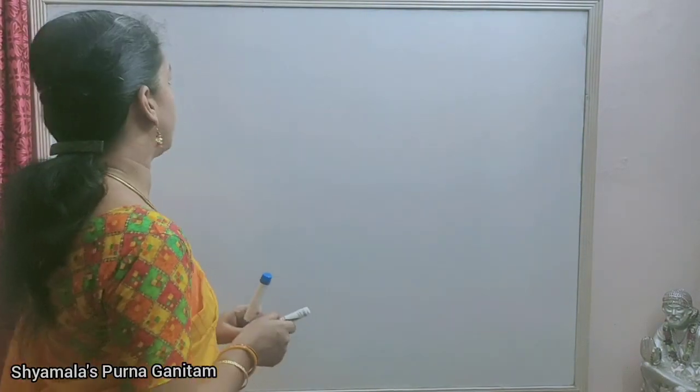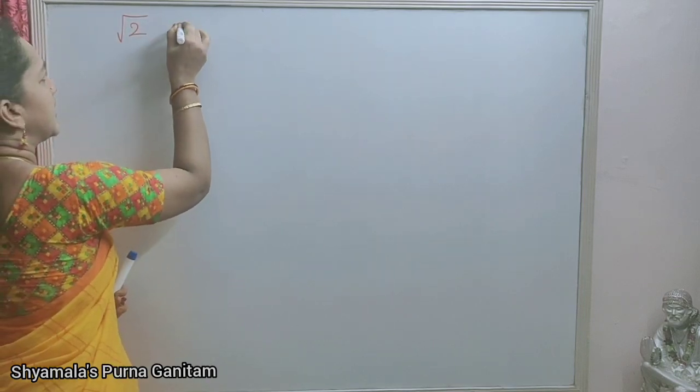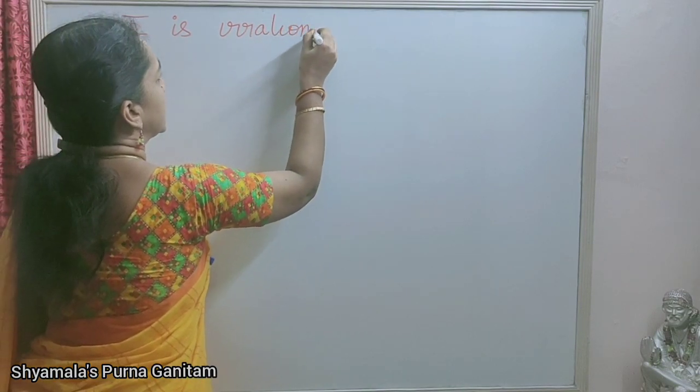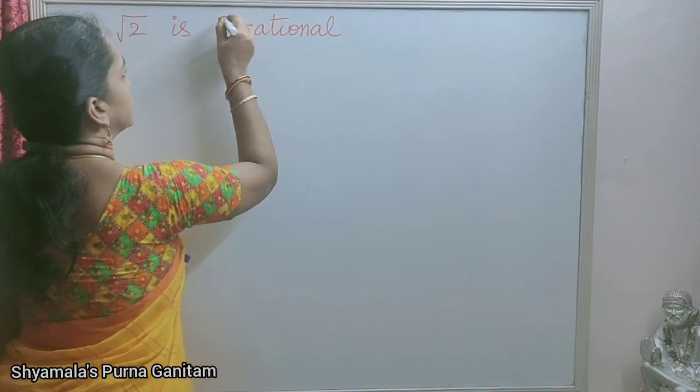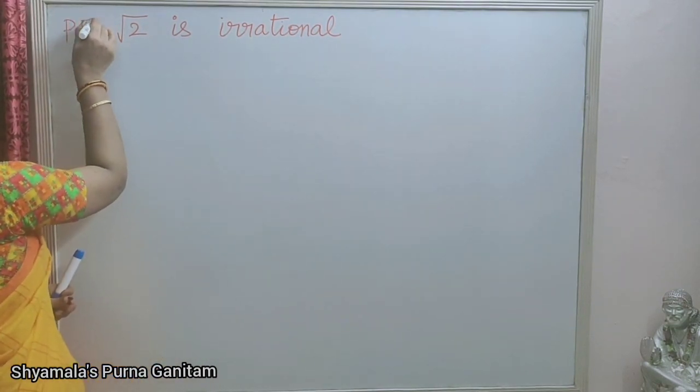So the first one is: prove root 2 is irrational. This sum is very important. How it is given in the textbook, in the same way, if we know the procedure and know how to give the proof, it will be better. So the first one is root 2 is irrational. You are asked to prove that root 2 is irrational.